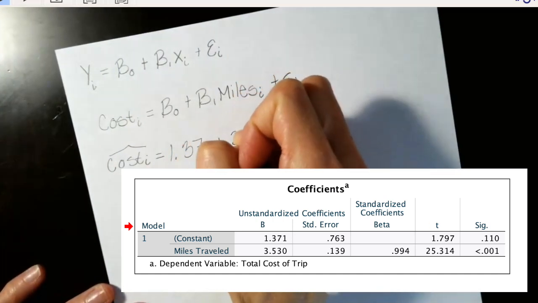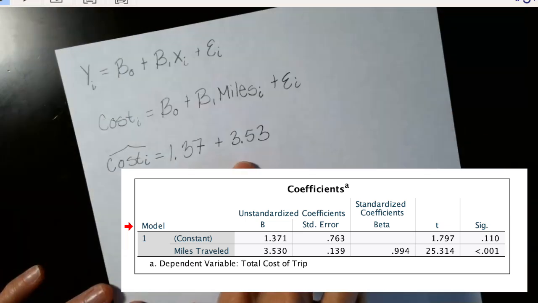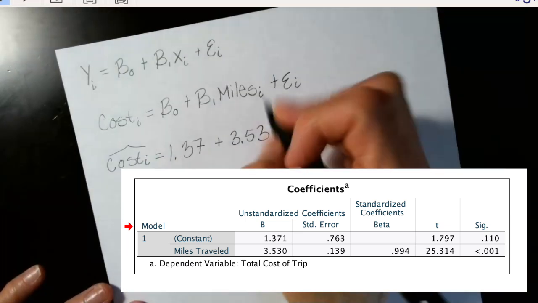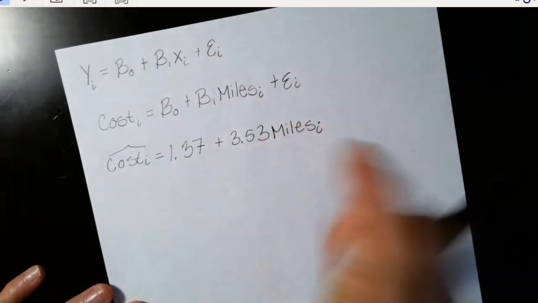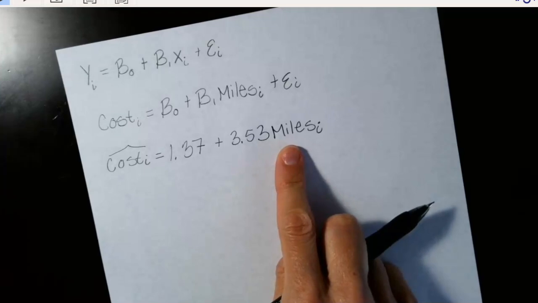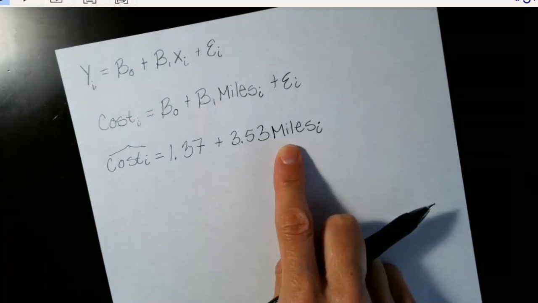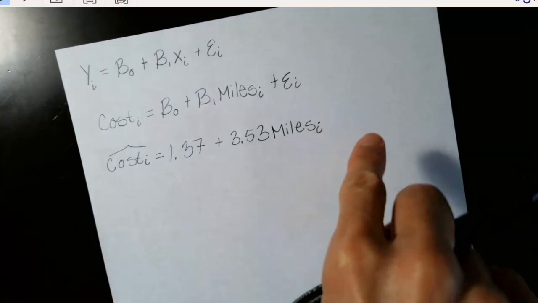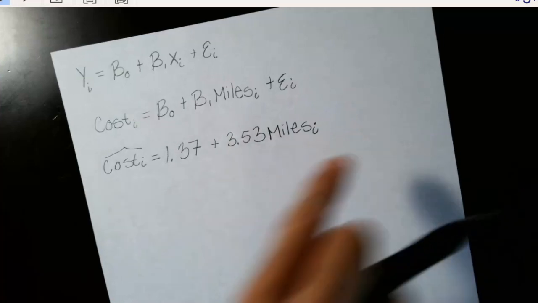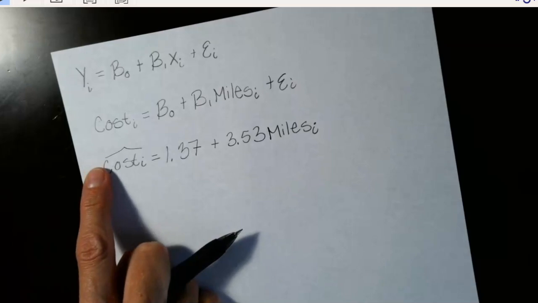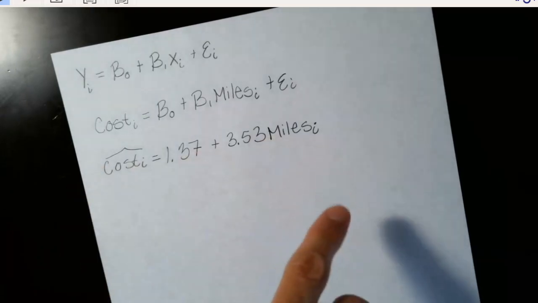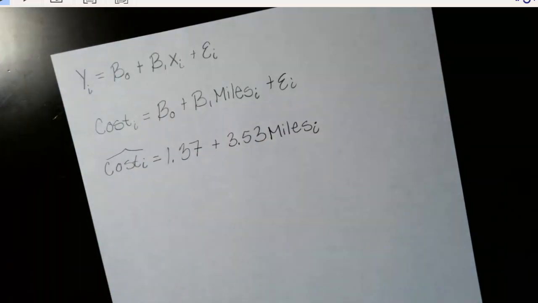Plus 3.53. That was the coefficient that we saw. And we are still going to write miles and the subscript i, because that's our x, is our miles. And now we can just plug in however many miles we want to know. Notice in this equation, we actually drop the error term because we put our little hat over here. So now we know that we're looking at an estimated value, and so we can actually drop the error term. So now we can use this equation to make a prediction. So this is what's called the predicted regression equation.